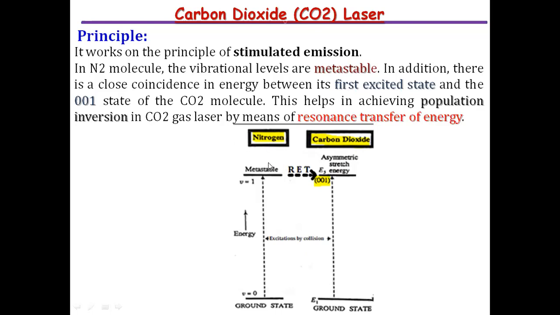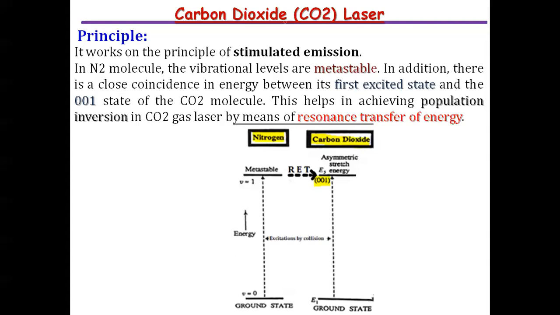Now the nitrogen molecules which are moving with higher speeds collide with carbon dioxide molecule. This carbon dioxide molecule, which is moving initially slower, will absorb that energy and go to the asymmetric stretching mode. And this asymmetric stretching mode of carbon dioxide is metastable now. The lifetime of this asymmetric stretching mode of carbon dioxide is higher than the ordinary excited state.